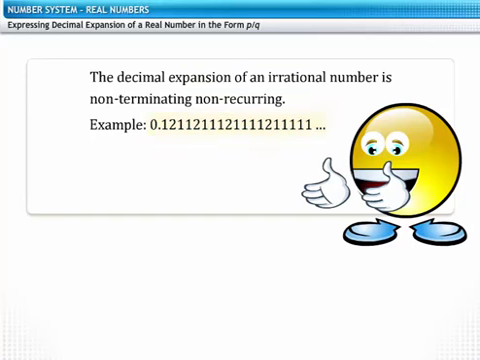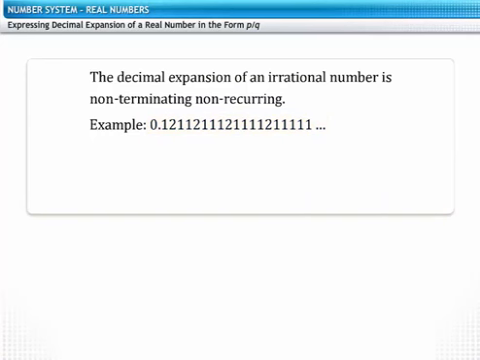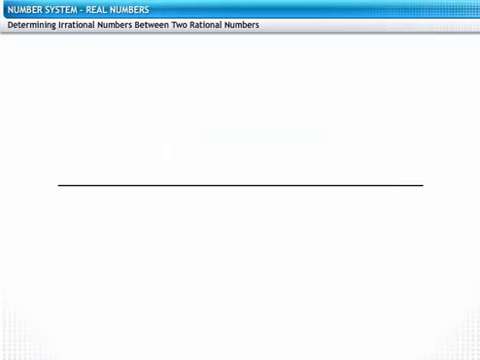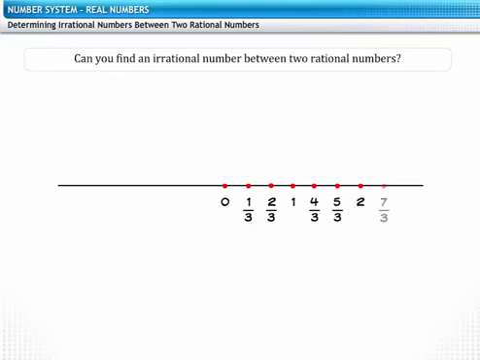Here is an example of an irrational number. Some more examples of irrational numbers are the square root of 2 and pi. There are infinitely many rational and irrational numbers. Can you find an irrational number between two rational numbers?